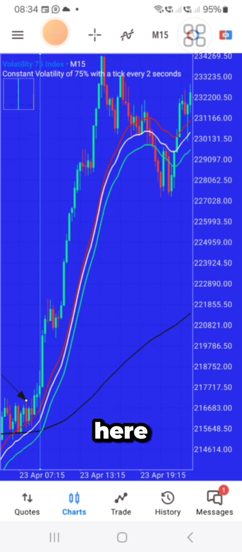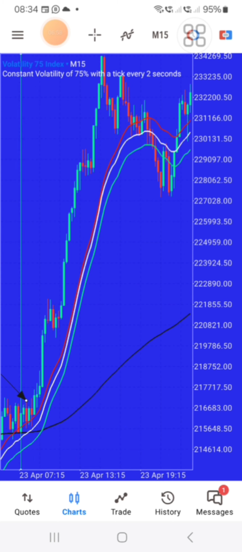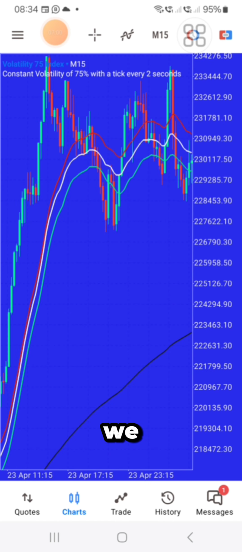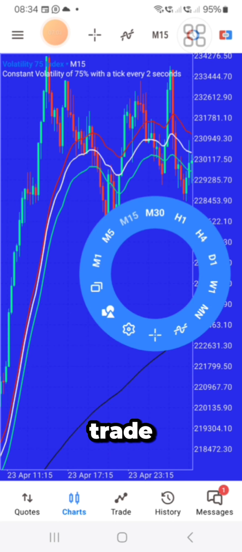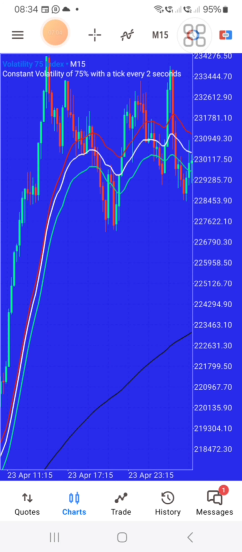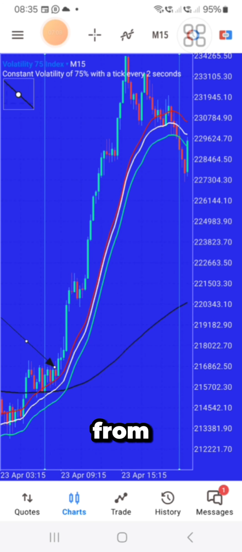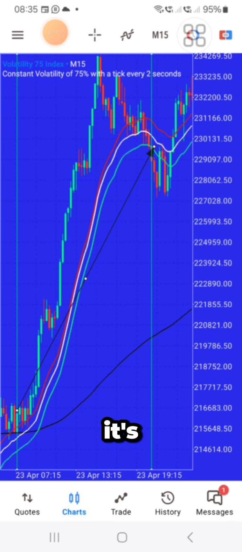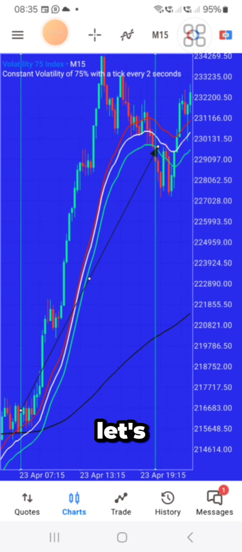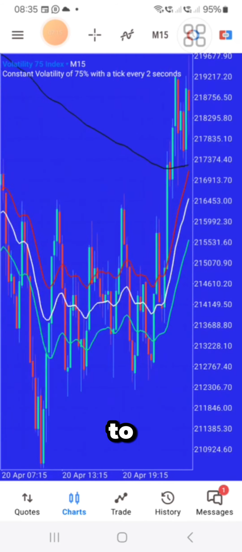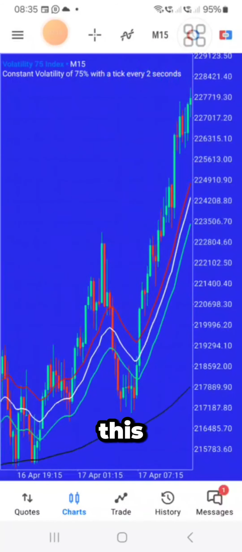So we entered here around this area. Then we close the trade around here. So we're going to buy from here until price reaches this area. So it's a very profitable strategy. So let's look for another opportunity where we're going to buy using this strategy.